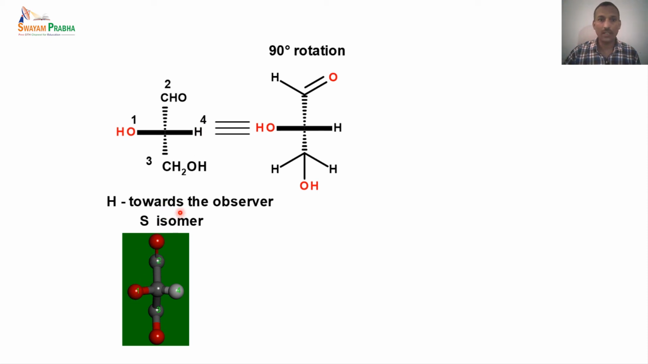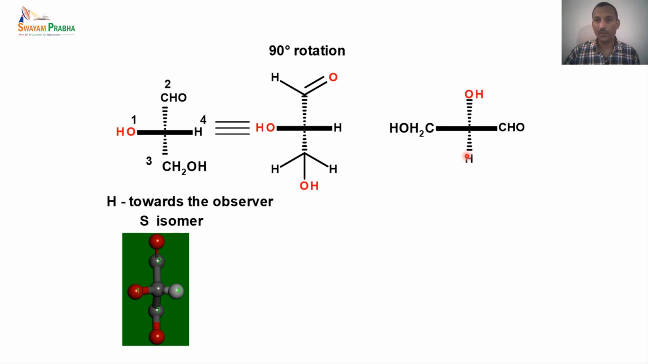Now if we do a 90-degree rotation, what happens? All the groups are getting converted. The CHO which is at the top comes to the right. The hydrogen goes to the bottom. The CH2OH group goes to the left and the OH group goes to the top. So this is how we did the 90-degree rotation.